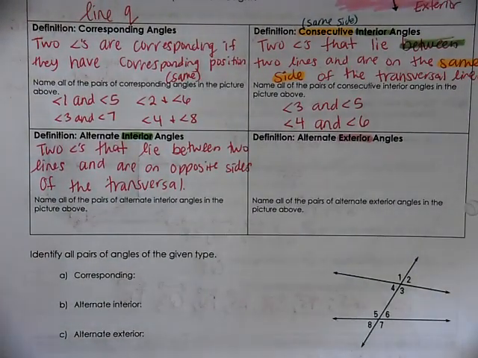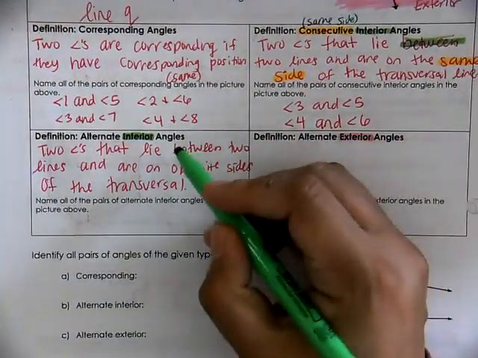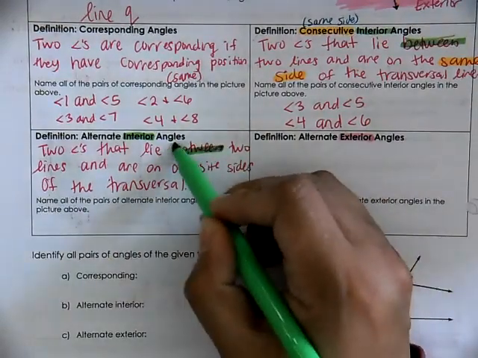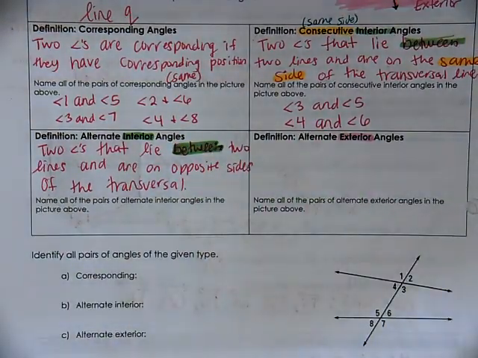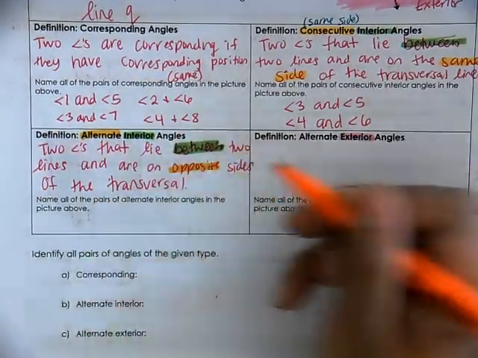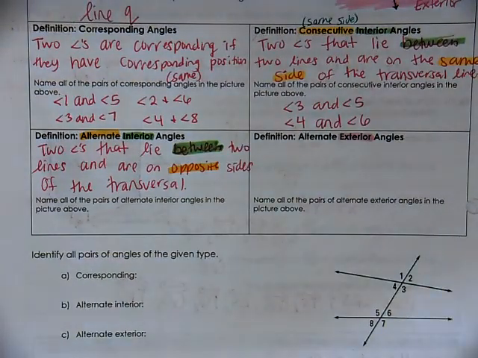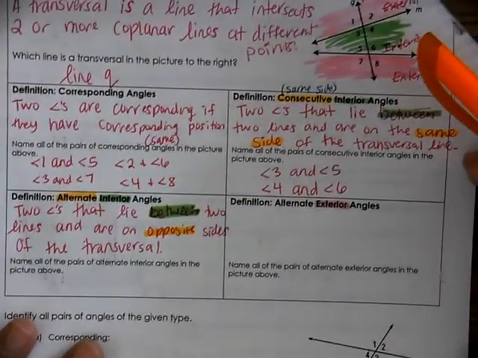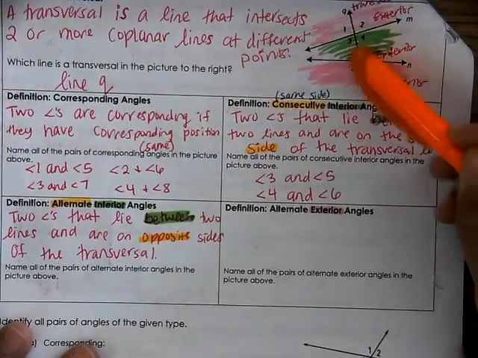All right, so again, just to highlight the key parts here, between tells me it's in between or interior, right? And now the word alternate, I'm going to go ahead and highlight in this green here. Alternate is another word for opposite. So you're looking at the alternate or opposite sides of the transversal. Okay, make sure you know which one's the transversal. So if we go back up to this picture, remember this was the transversal.